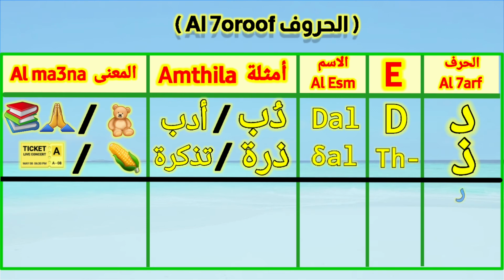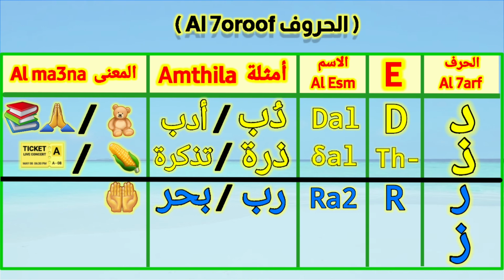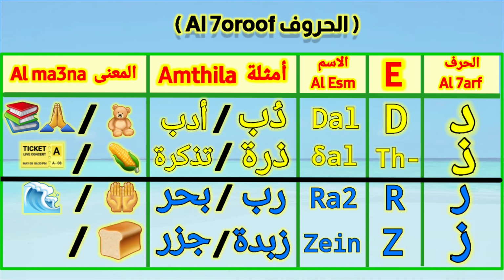The next pair were ra and zayn or zay. The first one, ra, same as the R in English, but with a more rolling sound, ra. Mithal for ra, we said rab. Rab means God. And also bahr. Bahr means sea. The sister of ra is zay or zayn, the same sound as Z in English. Amthila for zayn we said zibda. Zibda means butter, and also gazar or jazar, which means carrots.